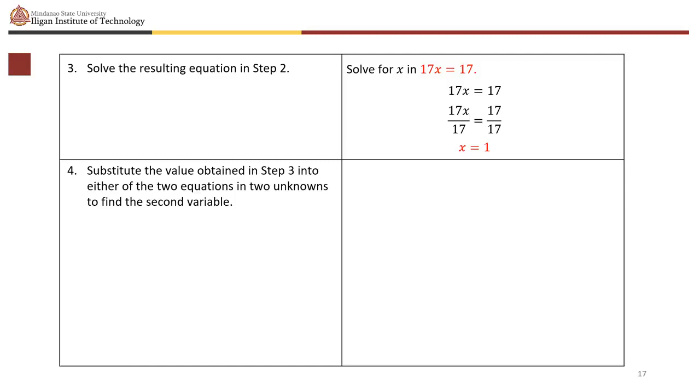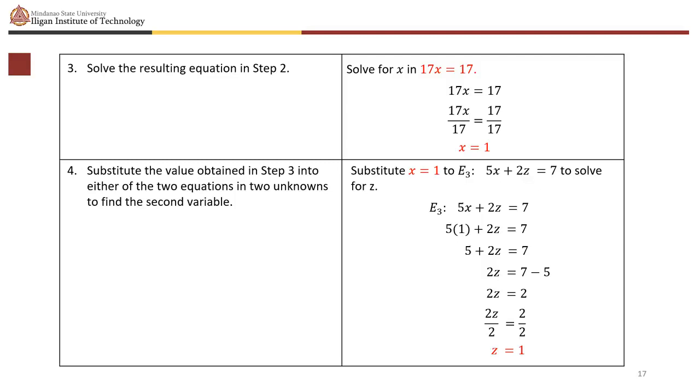And then substitute the value obtained in step 3 into either of the two equations in two unknowns to find the second variable. So substitute x equal to 1 to E3. We now have 5x plus 2z is equal to 7 to solve for z. So E3 now is 5x plus 2z equals 7. You substitute x with 1, and come up with 5 times 1 plus 2z equal to 7. So solving for z, we come up with z is equal to 1.